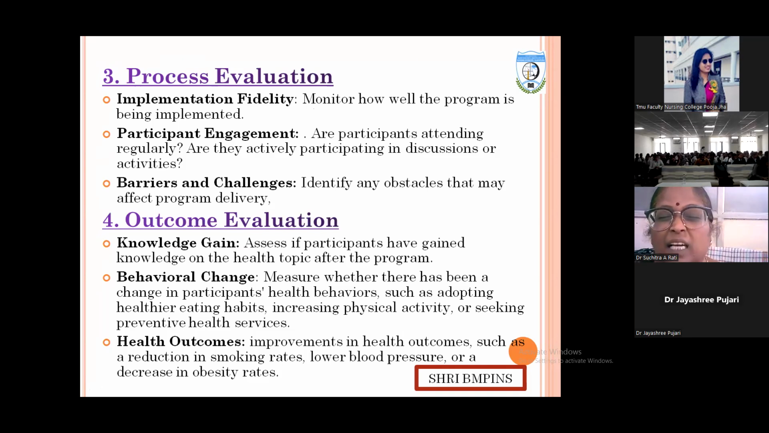And barriers and challenges, identify any obstacles that might affect program delivery. You might have a lot of obstacles. So people, they might come from different places, they can't come and attend.